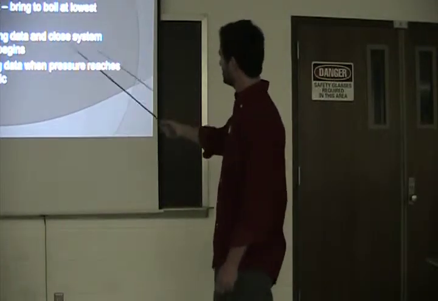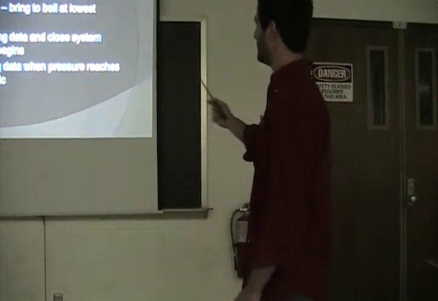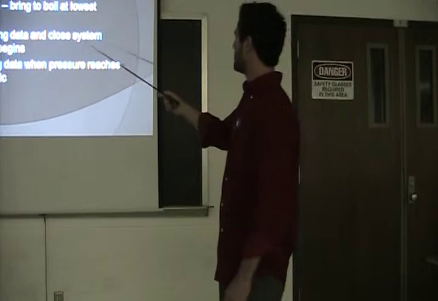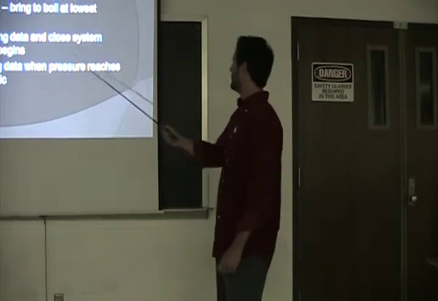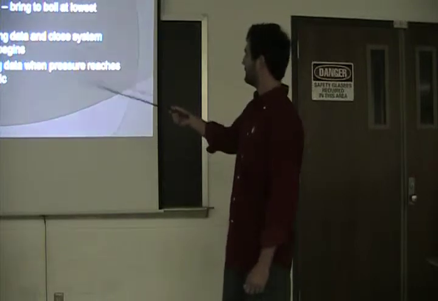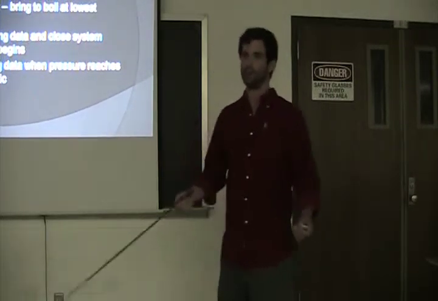Our steps: first thing we're going to do is pull it back in from the beaker. We're going to pull out all the air, like I said, and then we're going to start heating it up to bring it up to a boiling temperature. As soon as it starts boiling, we're going to start logging data. Then when it reaches atmospheric pressure, we're going to stop taking data.